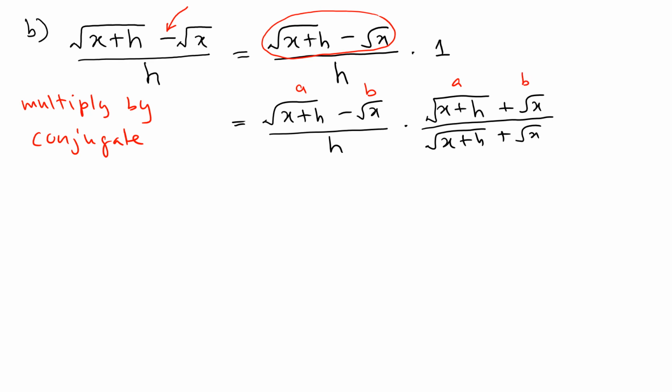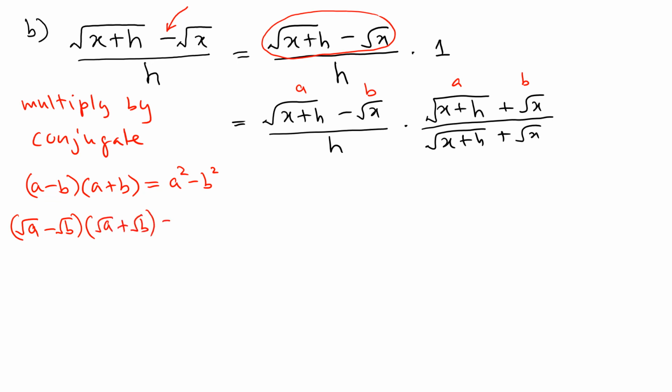So let's recall what we have. If you have a minus b times a plus b, we know that by the difference of squares formula, this is simply going to be a squared minus b squared. Or if you write with the square root, you can say like this: if you have square root a minus square root b times square root a plus square root b, this you can write as a minus b. So that's much simpler for this one. That's exactly what we're going to use.